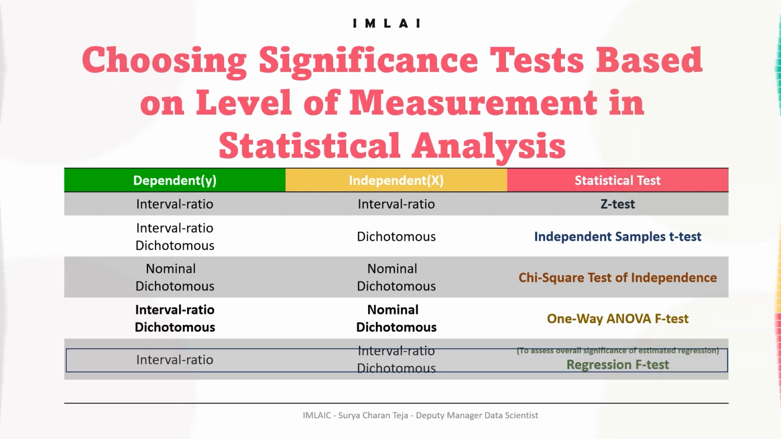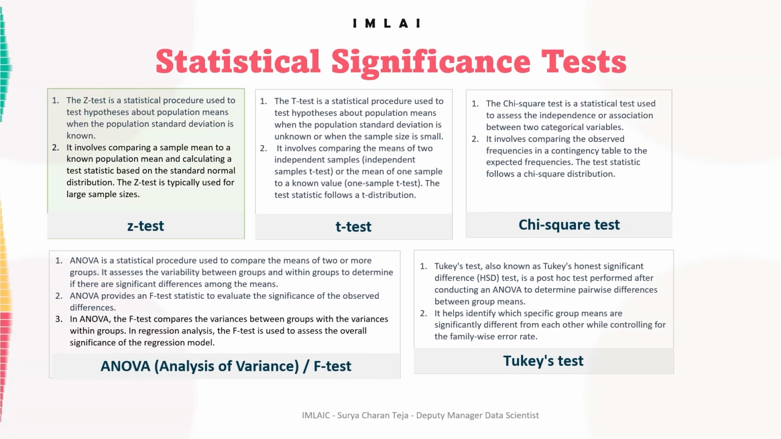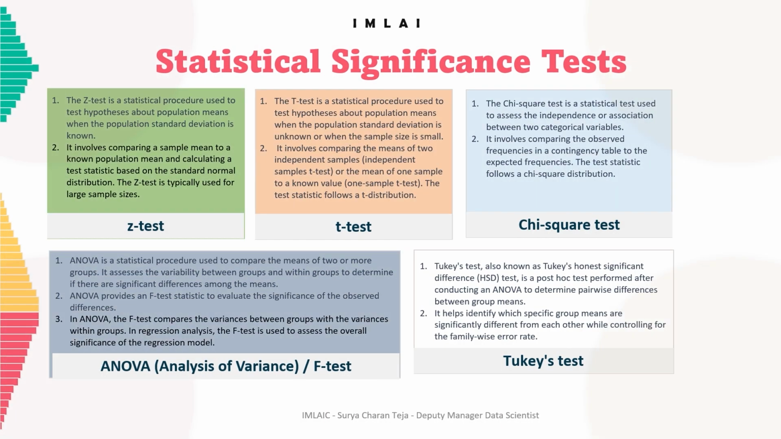regression. This test is specifically for regression, to assess the overall significance of the estimated regression. We can use a regression f-test, and we have done a lot of examples with respect to this. So with this, we have covered the most important tests with respect to the data scientist, and we have done enough examples keeping the data scientist in mind. Now we will be looking into one more test, which is Tukey's test.